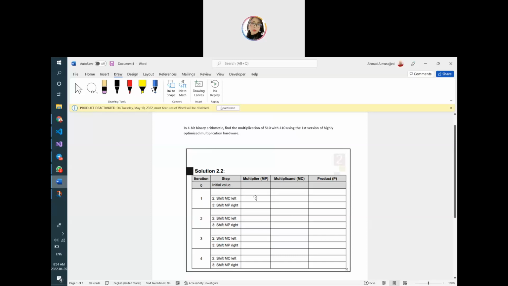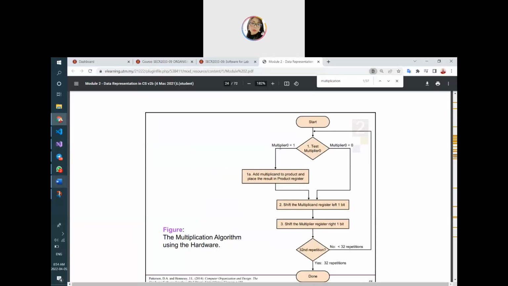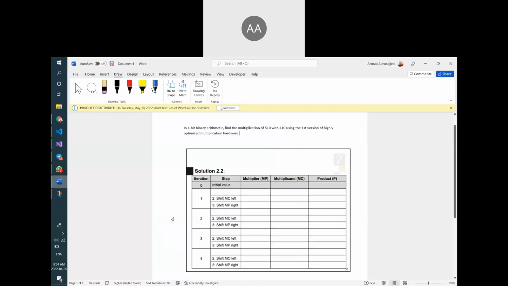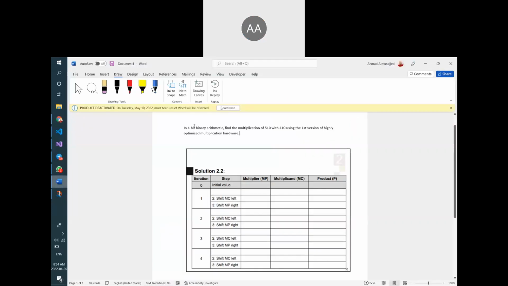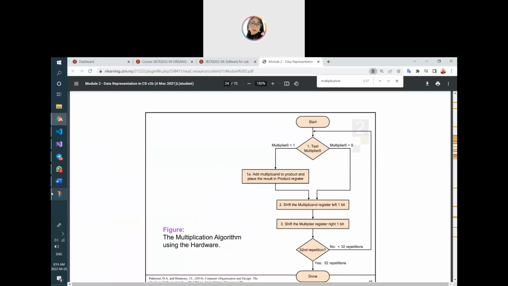So here we have the multiplier, the value of multiplier. Maybe you can screenshot first and put it here so it's easy for you to follow the step.